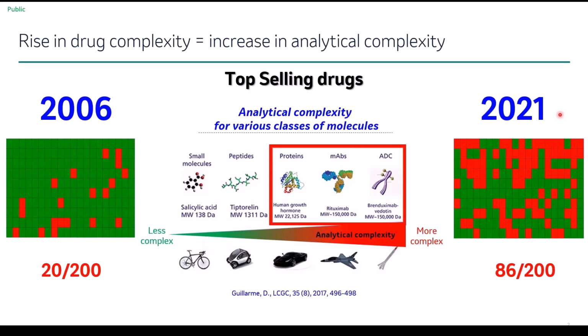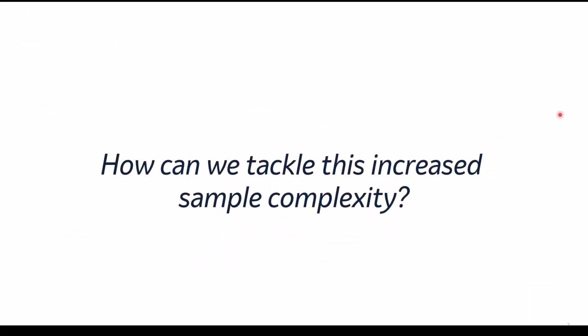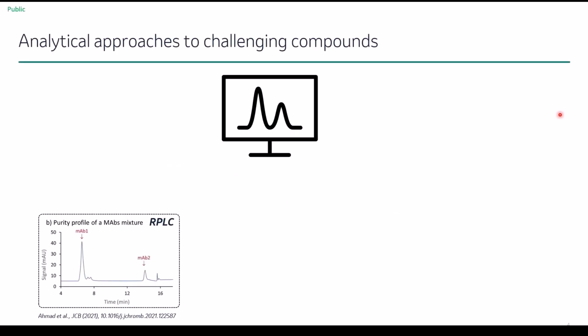Now, as I said before, if we have more complex drugs, we are expecting therefore an increase in the analytical complexity. Therefore, how can we tackle this complex scenario? How can we tackle this situation? What we found out in the Method Screening and Purification group is that the more established state-of-the-art approaches, typically reverse phase chromatography for chromatographic separations, it's still a valid approach.